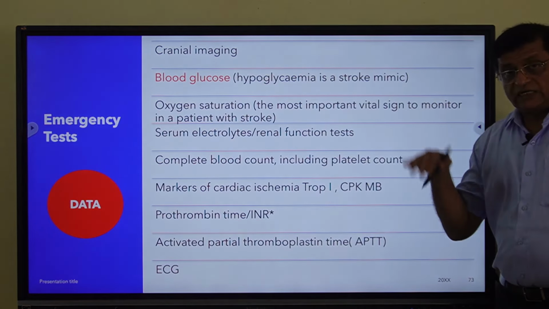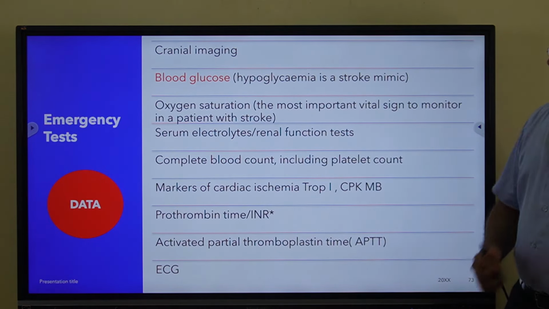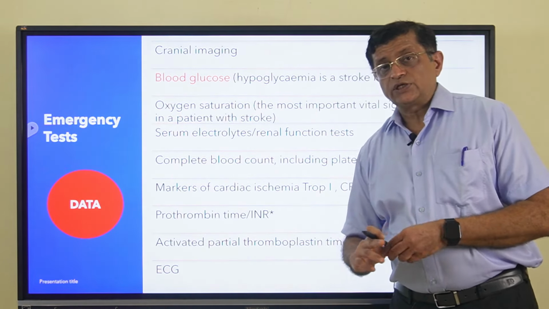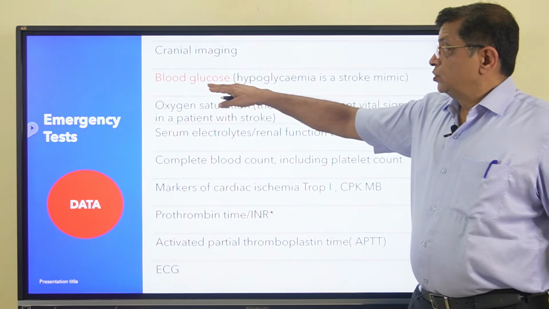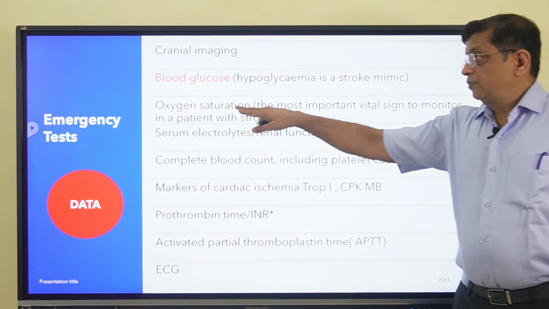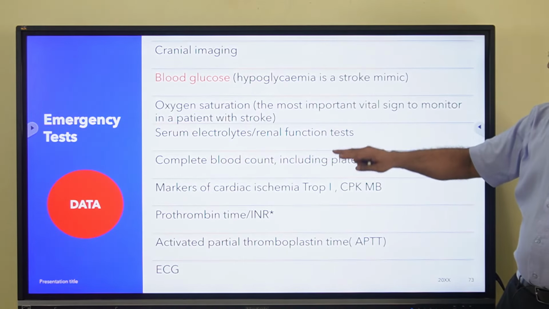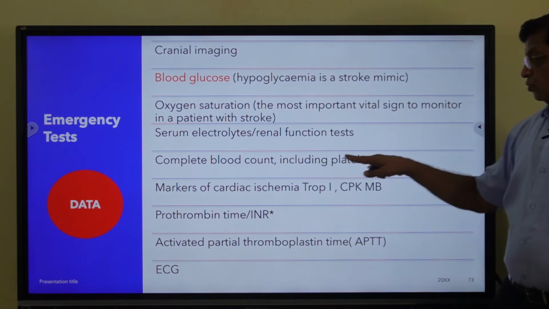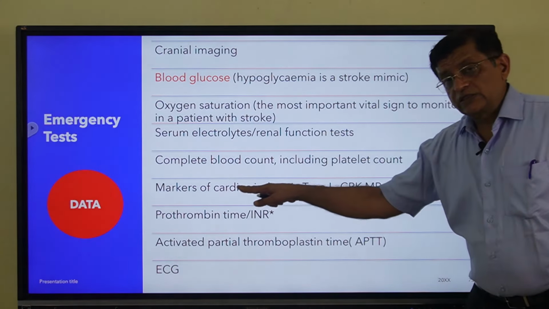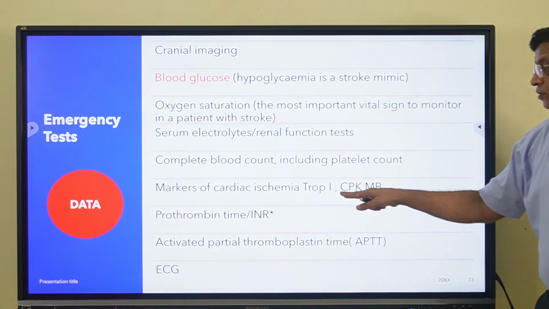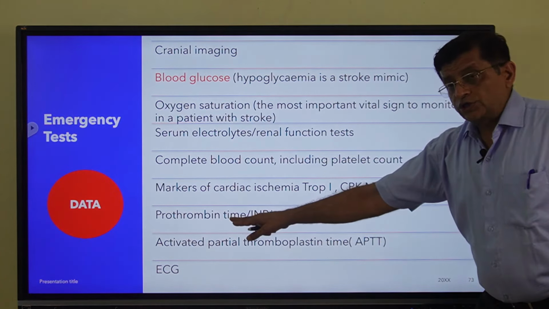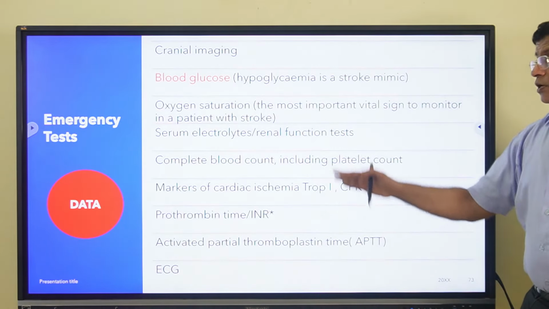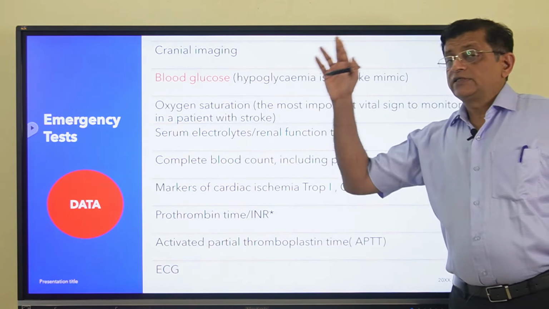All this data is being collected as soon as the patient comes. While you are examining, the blood samples and imaging should be done simultaneously. Blood glucose is the first thing to be done. If oxygen saturation is low, you start oxygen. Send serum electrolytes, CBC, renal function test, platelet count, liver function test. If you think of cardiac ischemia, troponin, and coagulation parameters like prothrombin time, INR, APTT, and ECG. Remember, none of these tests should delay the CT scan.